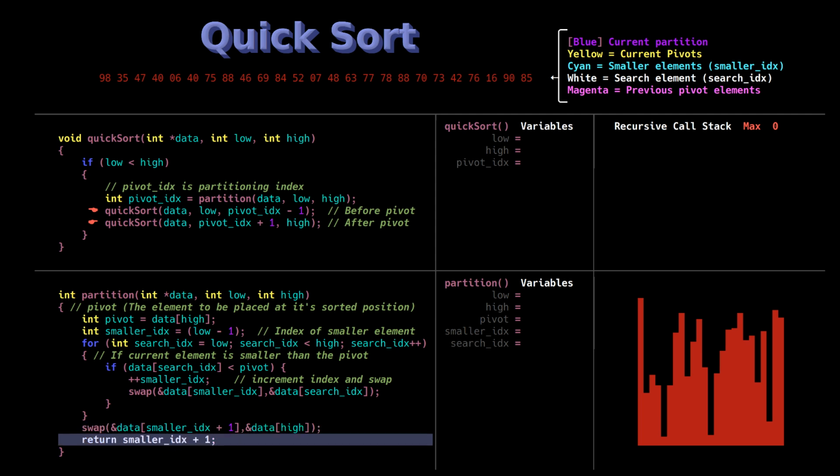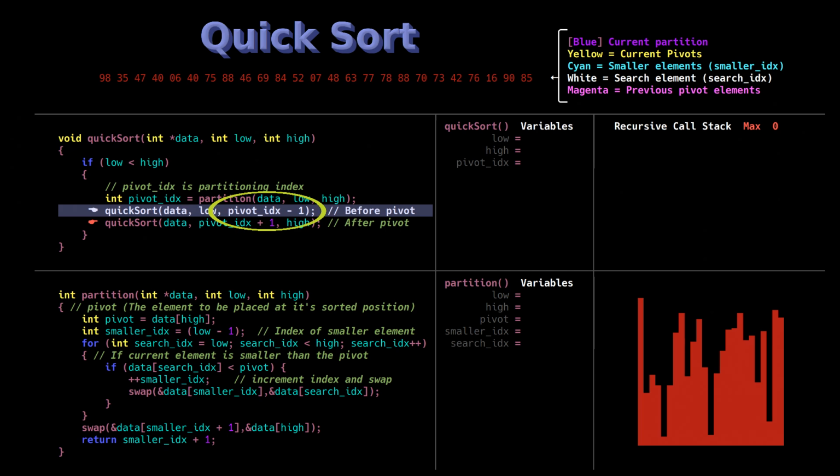Then it returns the pivot index to the primary function, quicksort, which will then be used to create the next partition. Note that the quicksort function has two recursive calls, one with a partition before the previous pivot and one with it after. Because the arguments to the calls to the quicksort function are based on the location of the previous pivot, the partitions will become increasingly smaller.